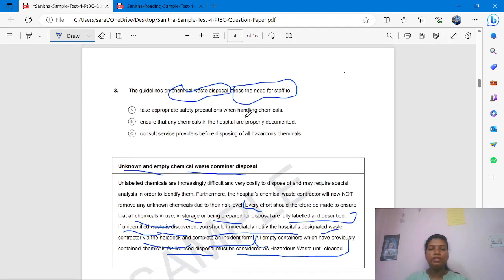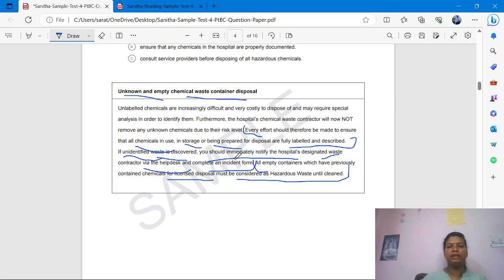So this is saying proper identification, proper labeling, proper recording, proper management of empty chemical waste containers. Always try to practice labeling properly. If any unidentified waste is discovered, you have to inform the help desk and fill out the incident form. You have to find out which chemical it is. Additionally, if there is an empty bottle, you have to consider it as a hazardous material.